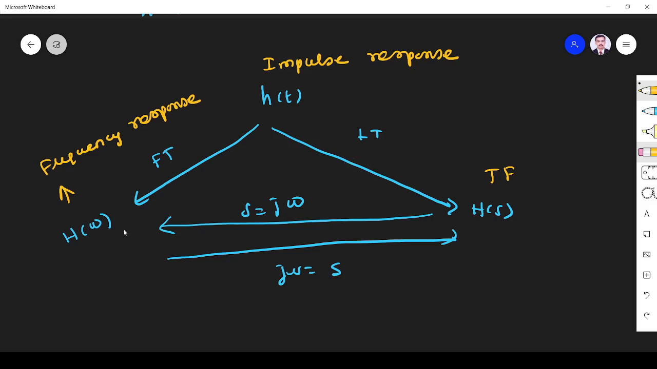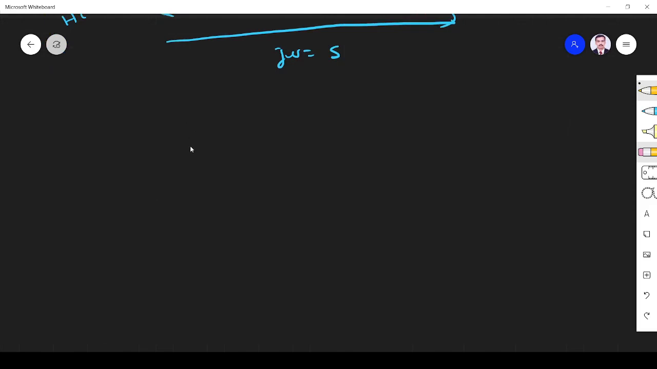So from frequency response, how can you get transfer function? Replace s by j omega, right? Sorry, from transfer function to frequency response, replace s by j omega. From frequency response to transfer function, replace j omega by s. So this triangle is very important. So let us see that.